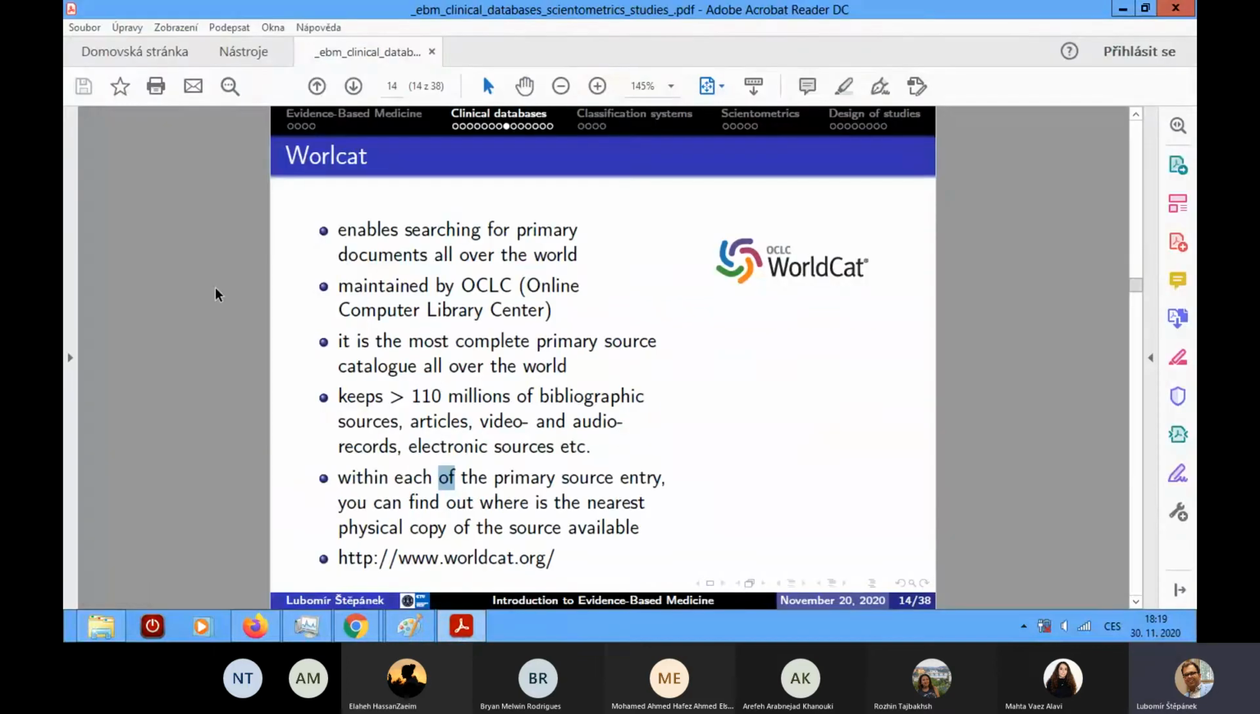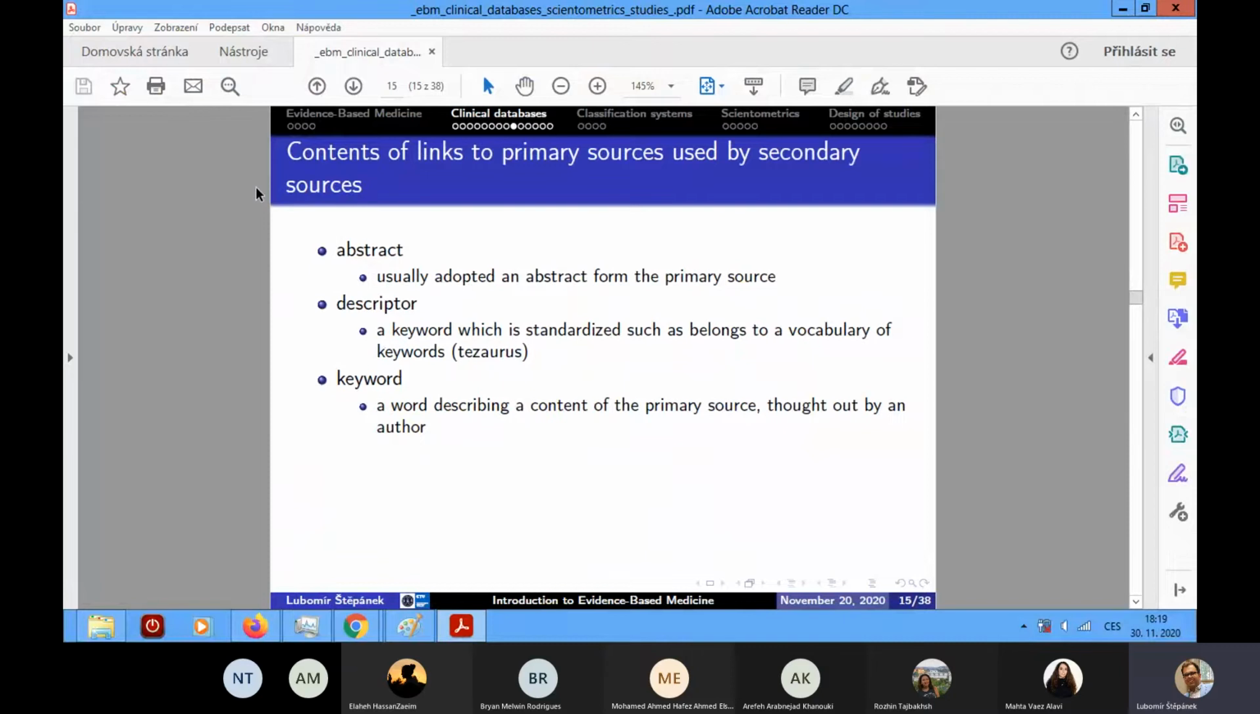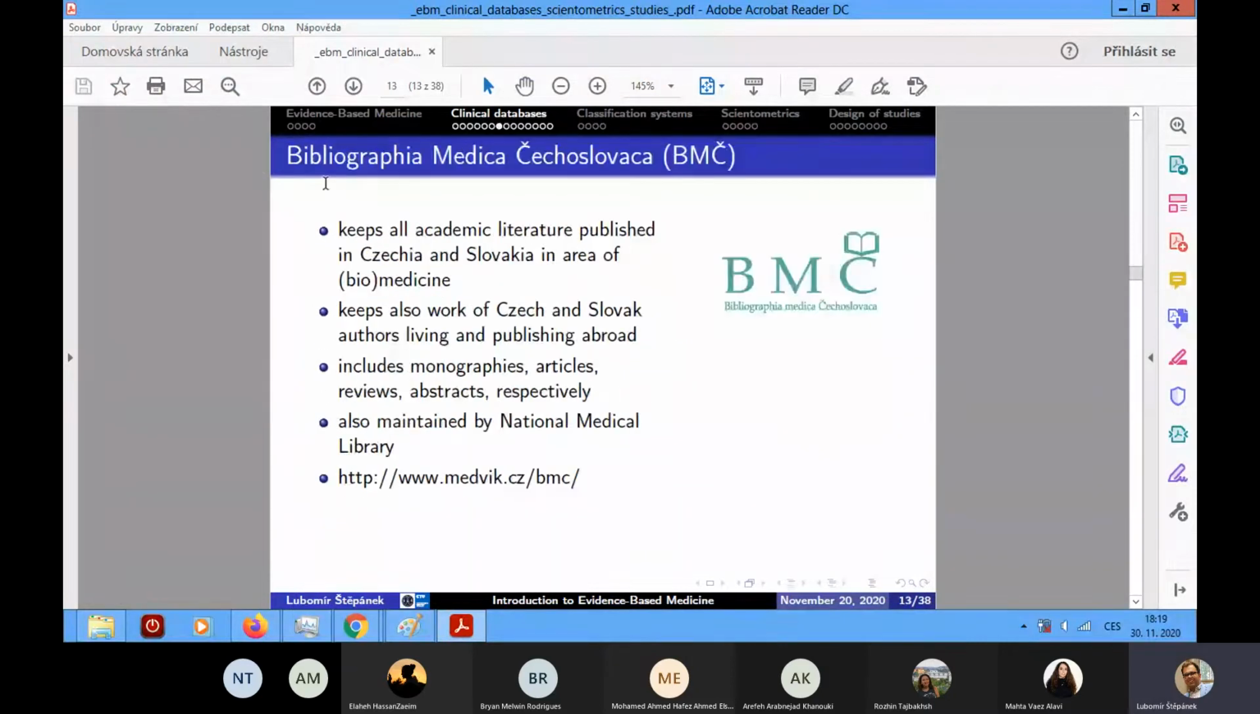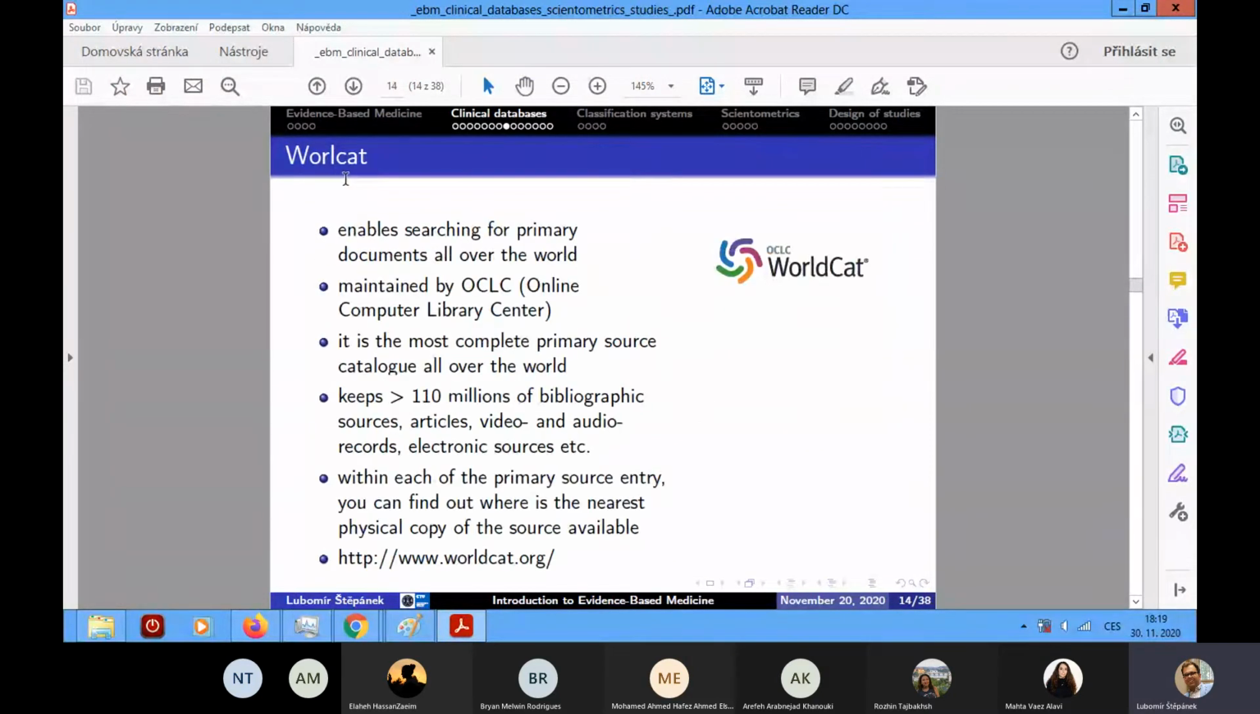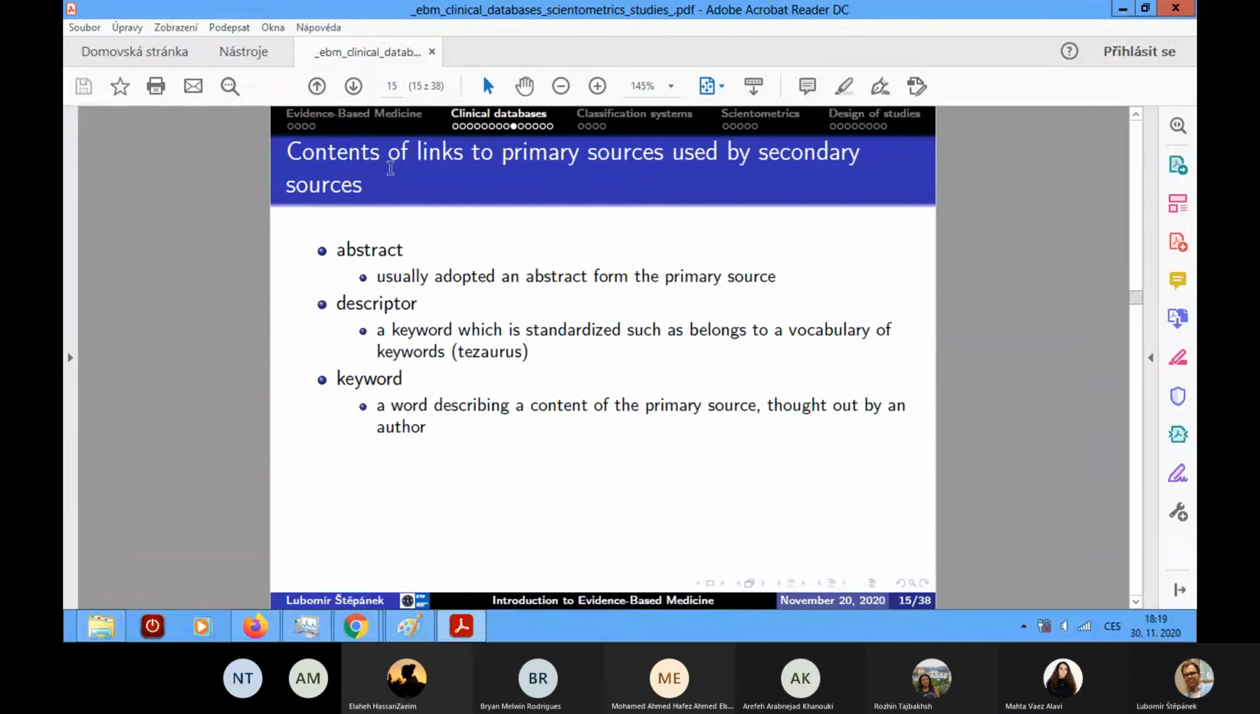I'm just going back to my presentation. Okay, so this was about some of the important databases, and I'm going to talk about how the primary source is described by the secondary sources. There are several ways to describe the primary source by the secondary source.